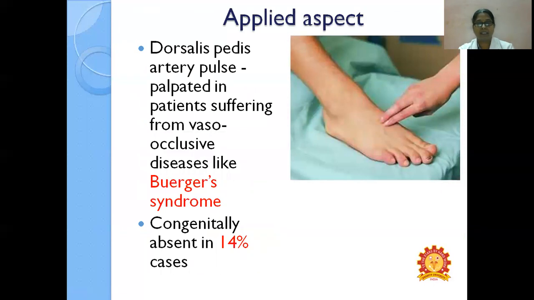So applied aspects: the dorsalis pedis artery can be used to feel the pulse. The pulse can be palpated in patients suffering from vaso-occlusive disease, for example Buerger's disease or Buerger's syndrome. And this artery is congenitally absent in 14% of cases. So the dorsalis pedis artery, being superficial, can be used to palpate the pulse, especially in patients who are suffering from vaso-occlusive disease, for example Buerger's syndrome.